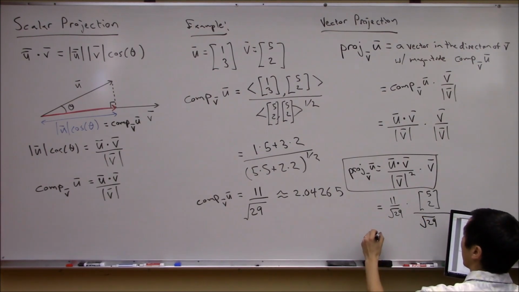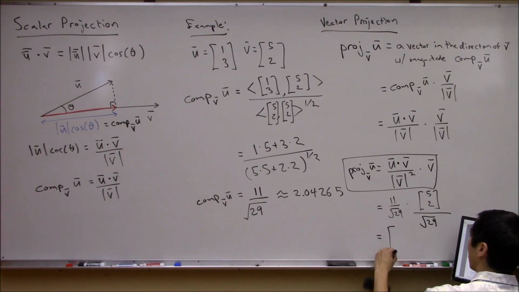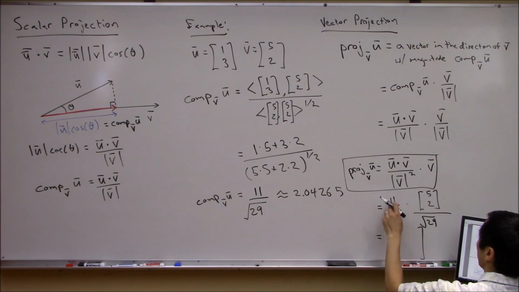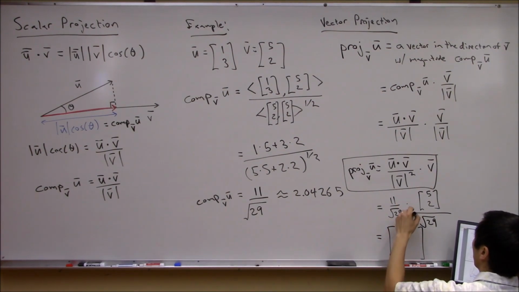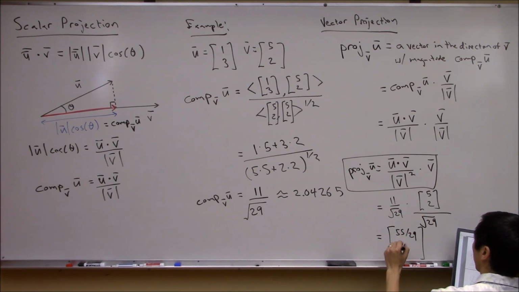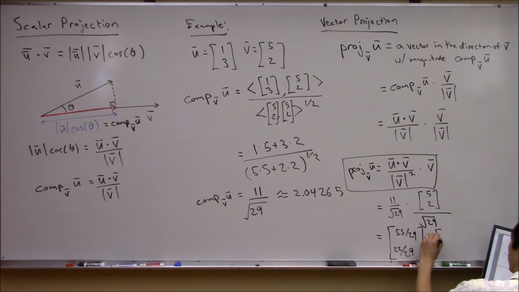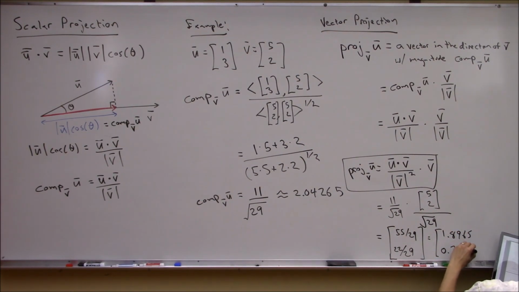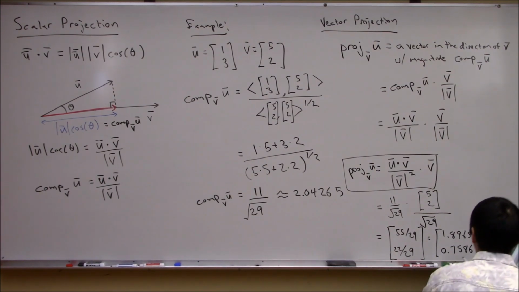So at the end of the day, I think this thing comes out to be, let's see, what do we have in the numerator? This is 55 over 29. And the second element of the vector is 22 over 29. I think something like that. And again, if you want to write this in numerical values, this is 1.8965-ish, and then 0.7586-ish. Something like that.